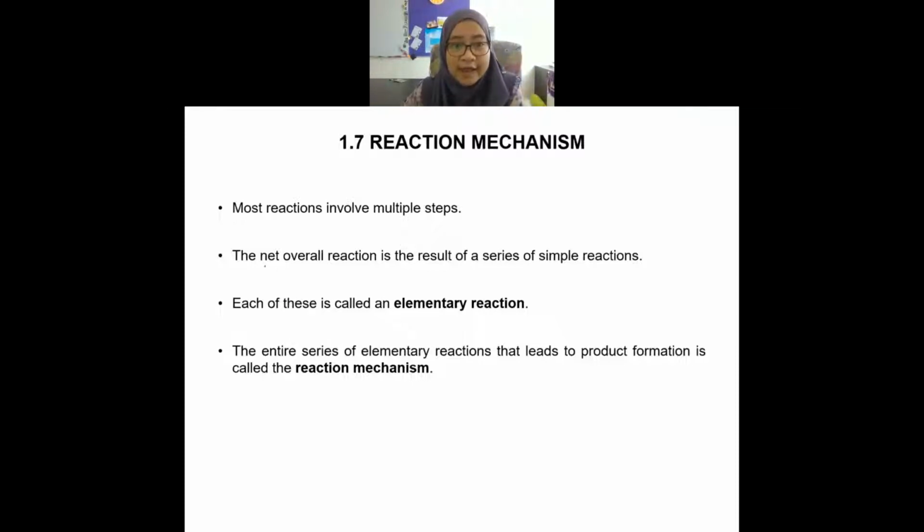Or what we call the net overall reaction. The net overall reaction is a result of a series of simple reactions. It is the total of those series of simple reactions. Like you just now, SPM, doctor. SPM, doctor. The net overall reaction. If you get good SPM results, you can become a doctor, right? That's an example.